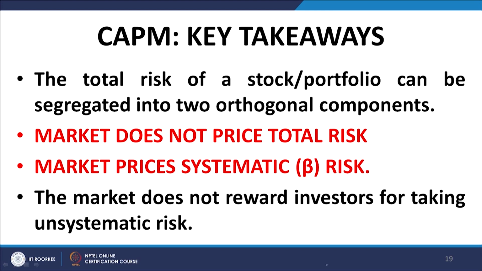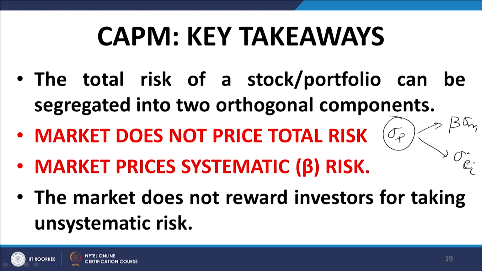Let us come back to it for a minute. Market does not price total risk. What does it mean? It means that suppose I have a portfolio that has a total risk of sigma p, and this particular total risk has some component of systematic risk, let us say beta sigma m, and some unsystematic risk, let us call it sigma E I. So, this is systematic risk, this is unsystematic risk, this is the total risk.